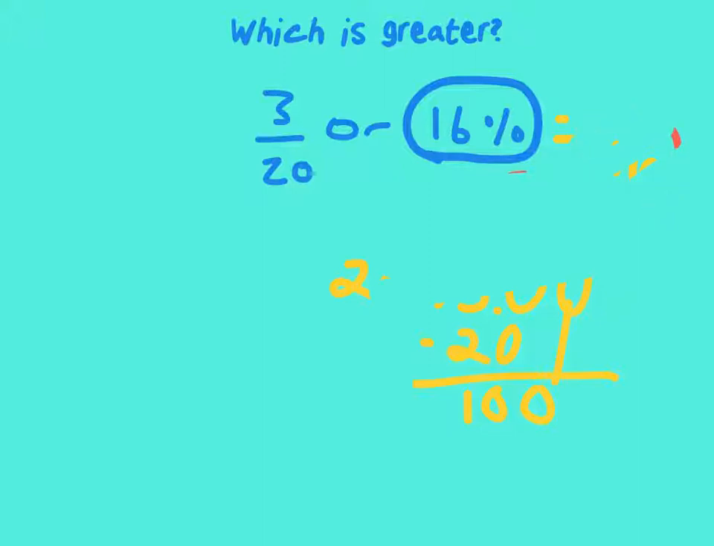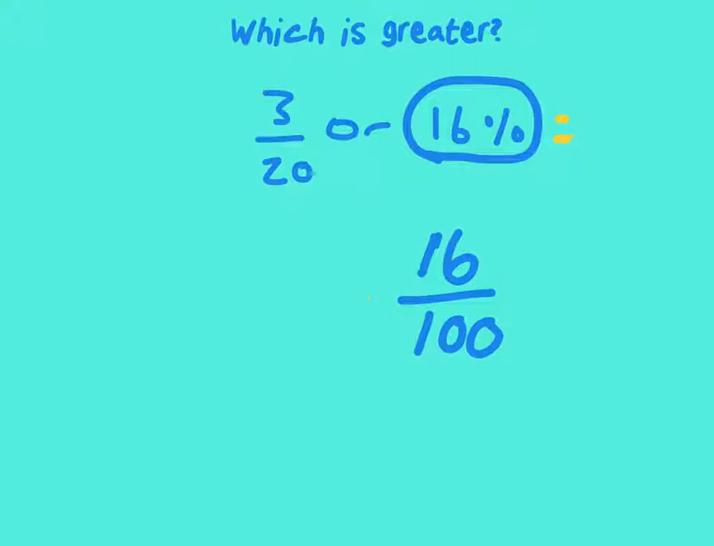Now let's say you don't like to do that and you wanted to do a different way. You don't want to turn them into decimals, you want to use fractions because you already have a fraction here. We already have 3 over 20 as a fraction, so let's turn 16% into a fraction. And remember, to do that, we take the percent, and because it's over 100, we put it over 100.